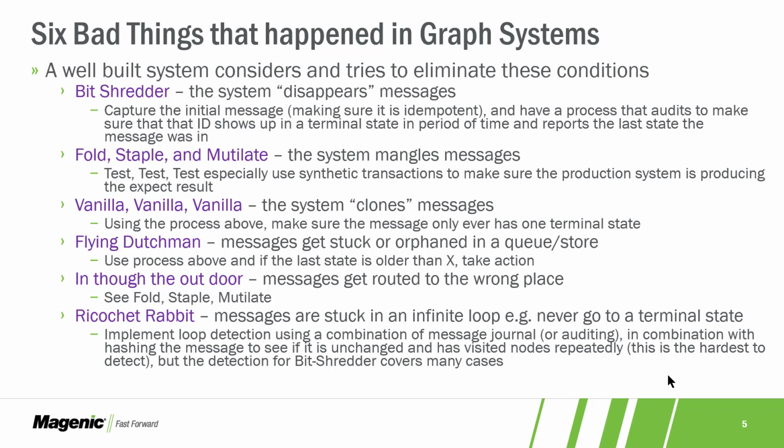Some of them have to do with the decision making we've talked about in this video, and some of them have to do with state corruption. So let's walk through it. Bit shredder. The system disappears messages.